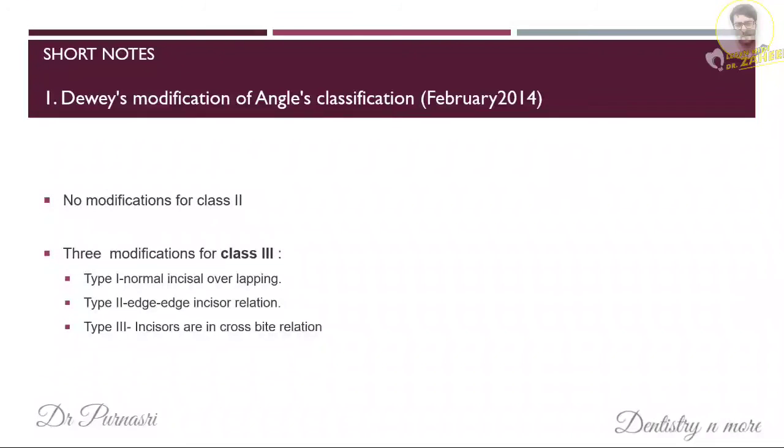There are no modifications for class 2 given by Dewey. And class 3 he has divided into 3 types. Type 1 is class 3 molar relation with normal incisal overlapping. That means there is no anterior crossbite. Type 2, there is edge to edge incisor relationship, and in type 3 the incisors are in crossbite relation.